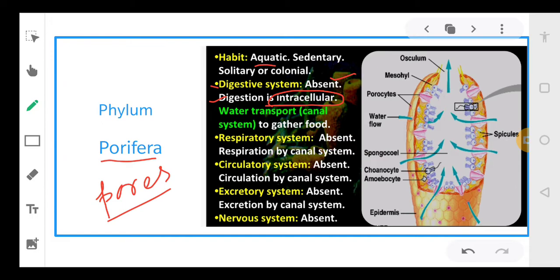These pores collectively form a water canal system, a water transport system. Now in the center you will find a big pore, which is called the osculum, and there are small pores all over the body.